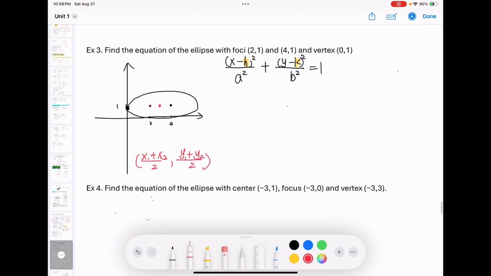So if I know the foci, x sub 1, y sub 1, and another focal point x sub 2, y sub 2, I have two x values, we find the sum divided by 2, and then find the sum of the y divided by 2. That is the center, or the point in the middle of these two points. All right, let's find the center first.